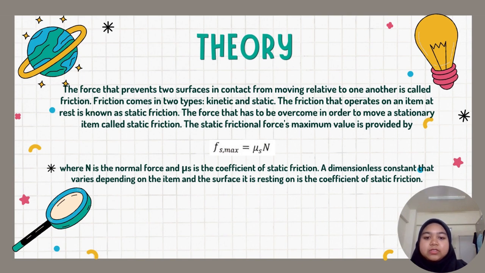The force that prevents two surfaces in contact from moving relative to one another is called friction. Friction comes in two types, kinetic and static. The friction that operates on an item at rest is known as static friction. The force that has to be overcome in order to move a stationary item is called static friction. The static frictional force maximum value is provided by Fs maximum equal to mu s n, where n is the normal force and mu s is the coefficient of static friction, a dimensionless constant that varies depending on the item and the surface it is resting on.